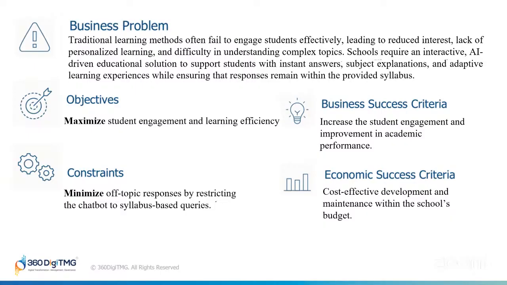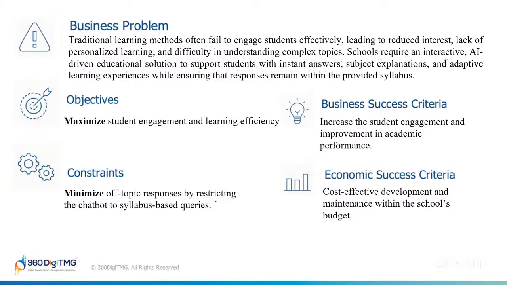For example, if the student wants to ask anything related to cricket, cinema, cars, or bikes, the chatbot should restrict those topics. It has to focus only on syllabus-based queries. That is our main constraint here.